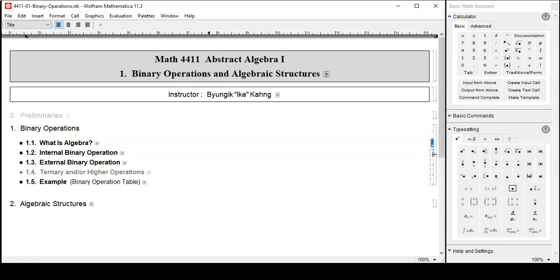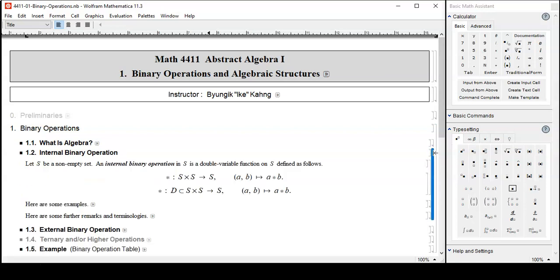And let's begin. The simplest type is internal binary operations, and it's defined like this, as a double-variable function in S. That's the most ideal case, but in some cases, not everything can be defined, so we may have to restrict the domain a little bit. Here are some examples.